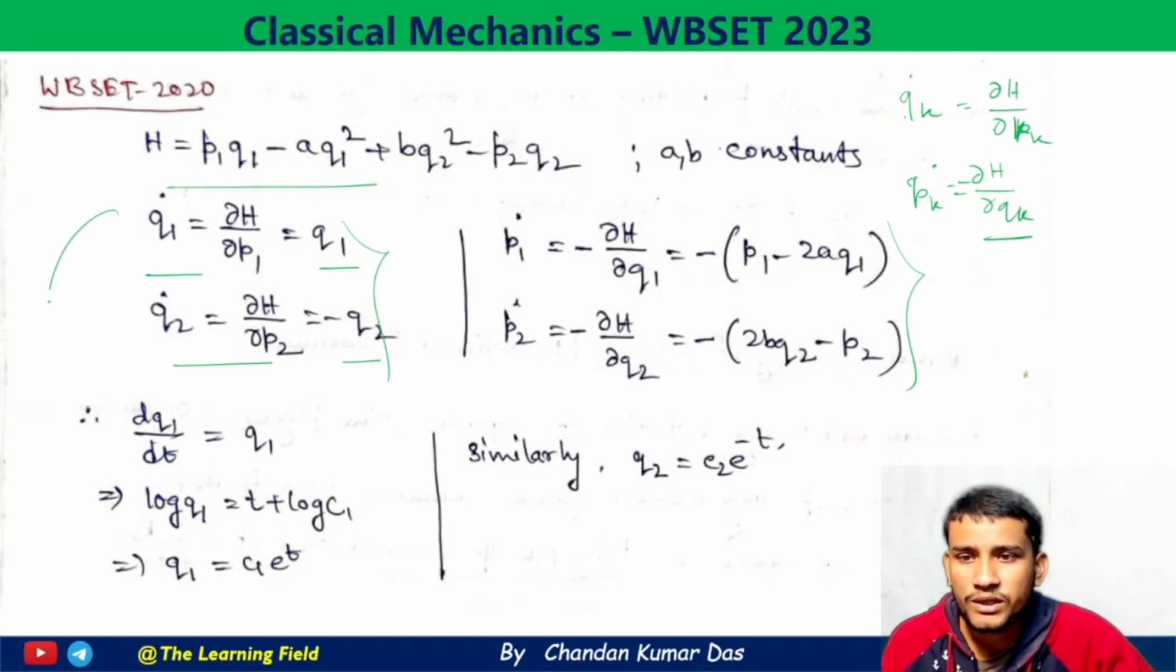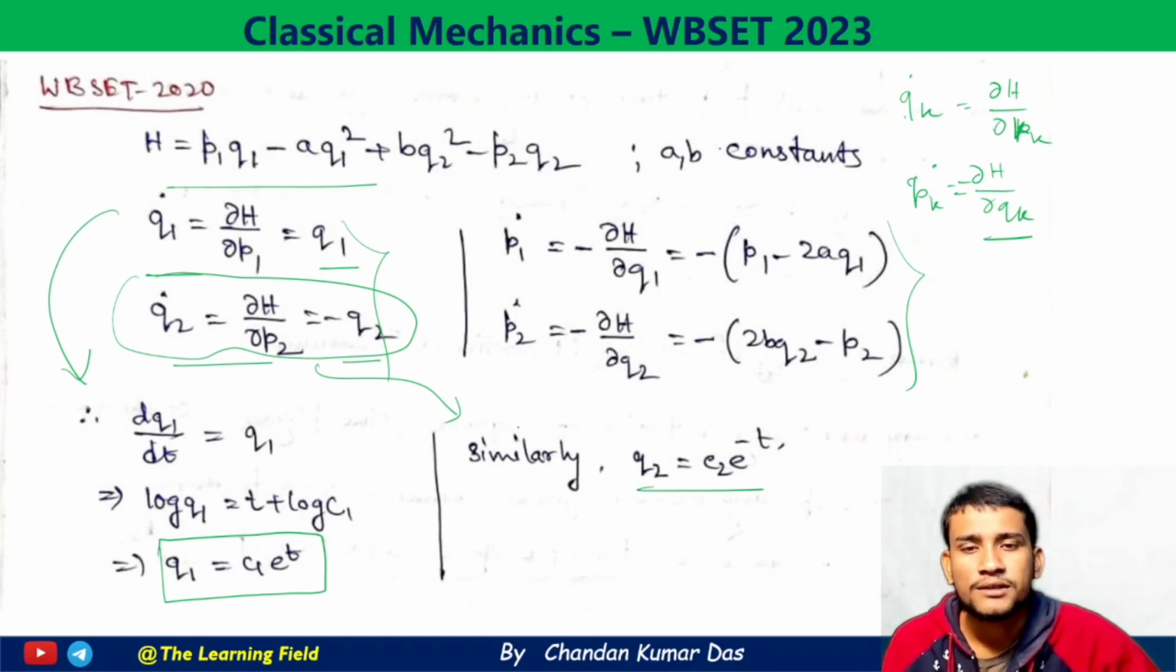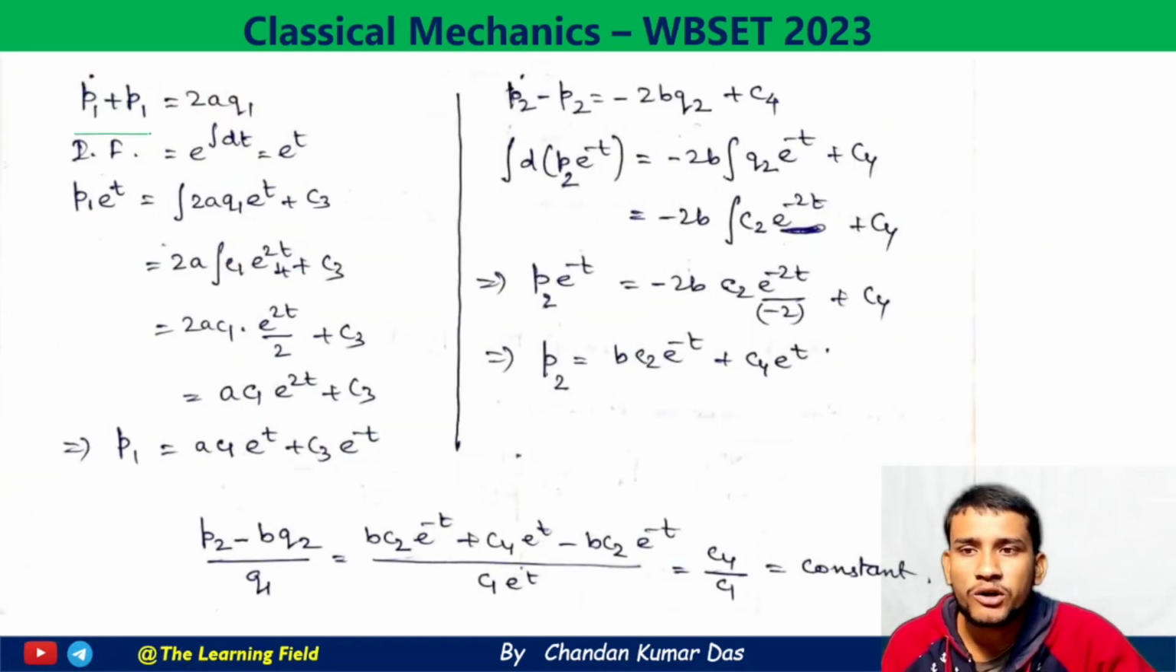Now from this equation we can write dq1 dt equal to q1. If we integrate, we simply get q1 equal to c1 e to the power t. From the other equation we get q2 equal to c2 e to the power minus t, where c1 and c2 are constants of integration. Now also p1 dot equal to this one. Therefore we can write p1 dot plus p1 equal to 2a q1.